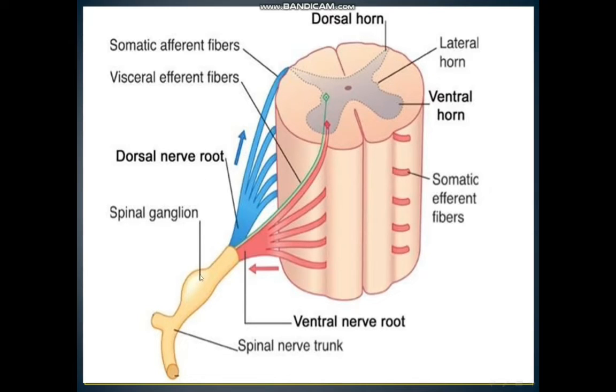Here we can see the dorsal root. The spinal ganglion is a collection of cell bodies located outside of the central nervous system. Here we can see the spinal nerve trunk.